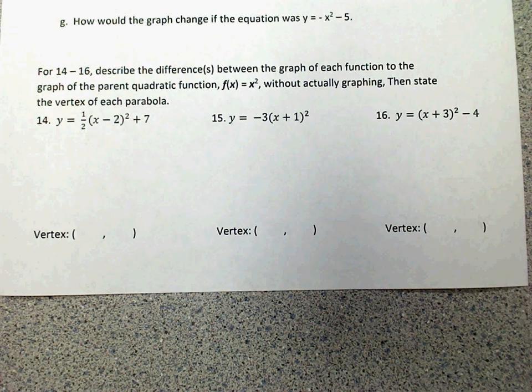For 14 through 16, describe the differences between the graph of each function to the graph of the parent function f of x equals x squared without actually graphing. Then state the vertex of each parabola.